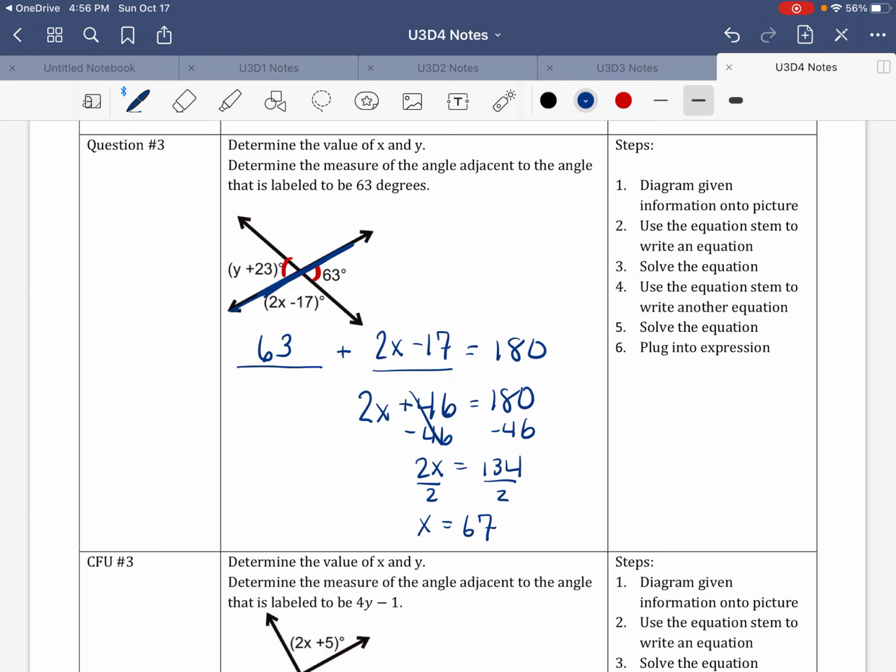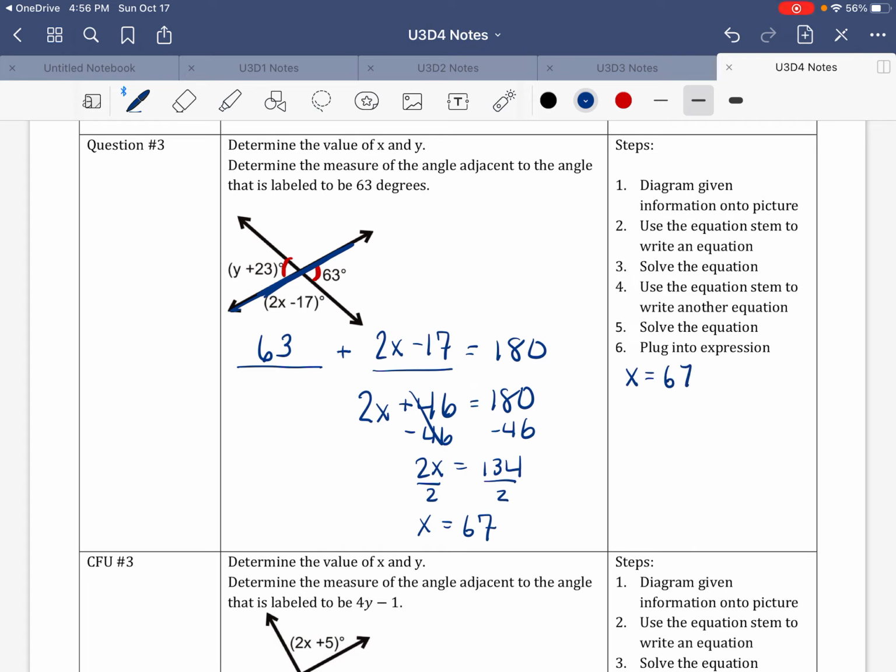Now what's really tricky here is it's tempting to say that x is 67 degrees. However, the angle itself is 2x minus 17. This 67 is not saying an angle measure, it's just giving you the value of x. Later on, we need to solve for that by plugging it into 2x minus 17. But first, we know that we're able to solve for x, and we know x is 67.